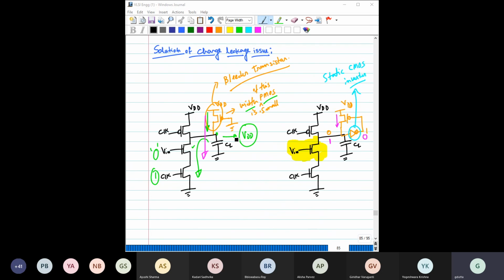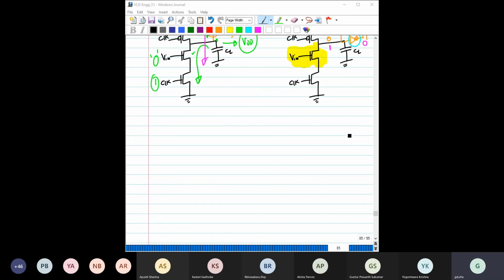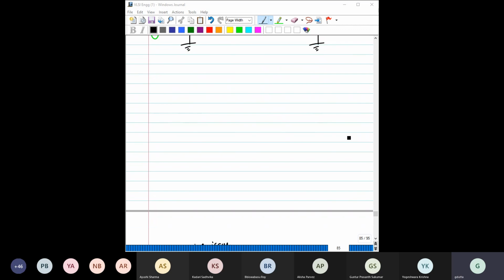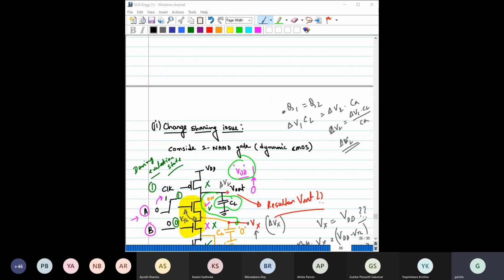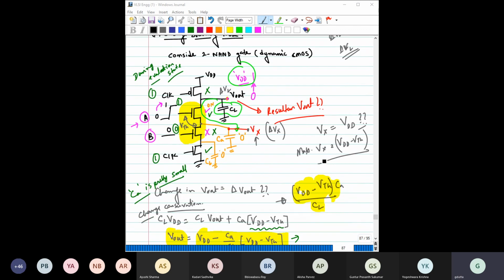Then we also saw how to stop these issues. Just use a bleeder transistor. You can use it like this, but this will have a static dissipation issue. To stop that, you can connect the input of this bleeder transistor to an inverter like this. This inverter is basically a static CMOS inverter. This is the solution. Then we started our discussion with the charge sharing issue.